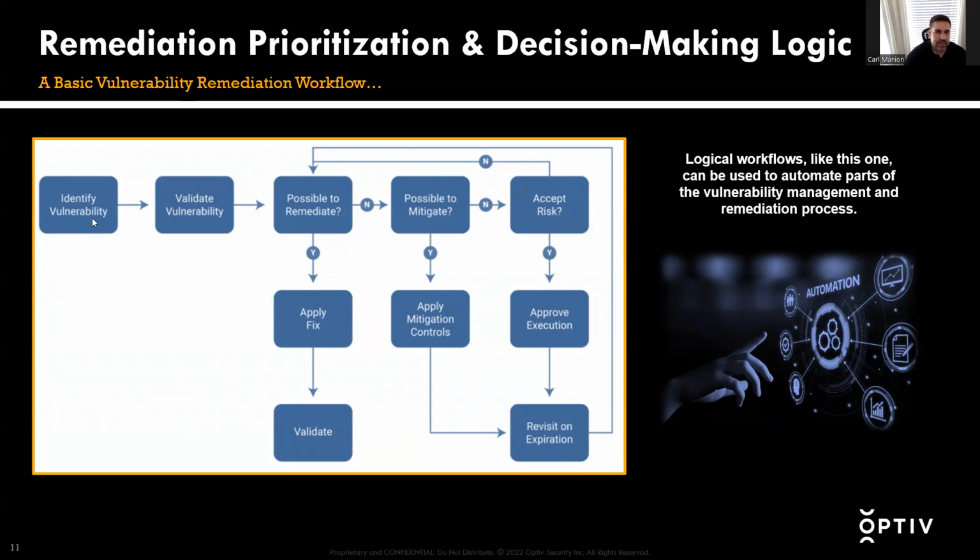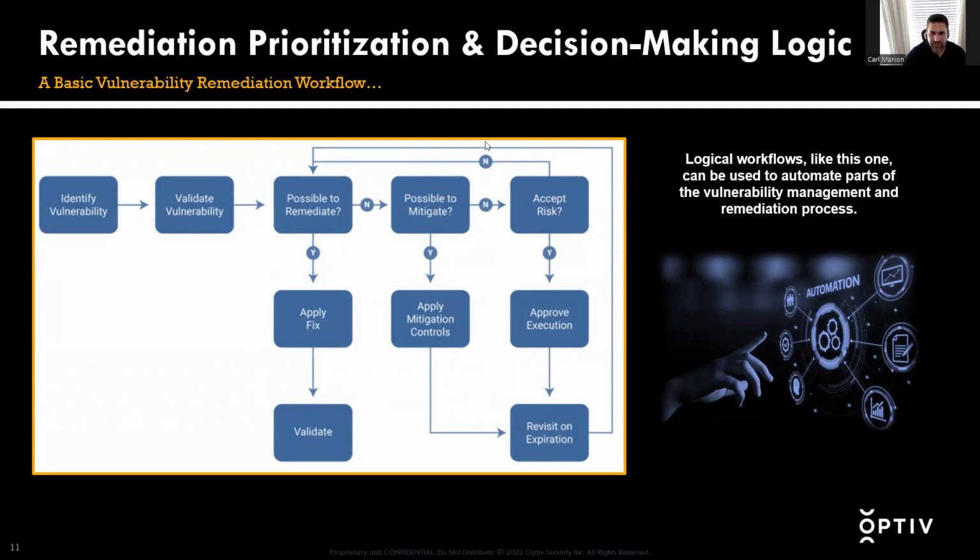So here we've got vulnerabilities identified and validated, so you know for sure it's a real vulnerability. Now it's the question of, is it possible to remediate it? Meaning, is there a fix for it? Is there a recommended workaround or whatever? If there's a fix for it, a remediation, then you can move to the next step and take action to apply the fix. If there's not a fix, but there's a way to mitigate it, then you can look at additional mitigation controls, or you can accept the risk if there's no way to mitigate it or remediate it.